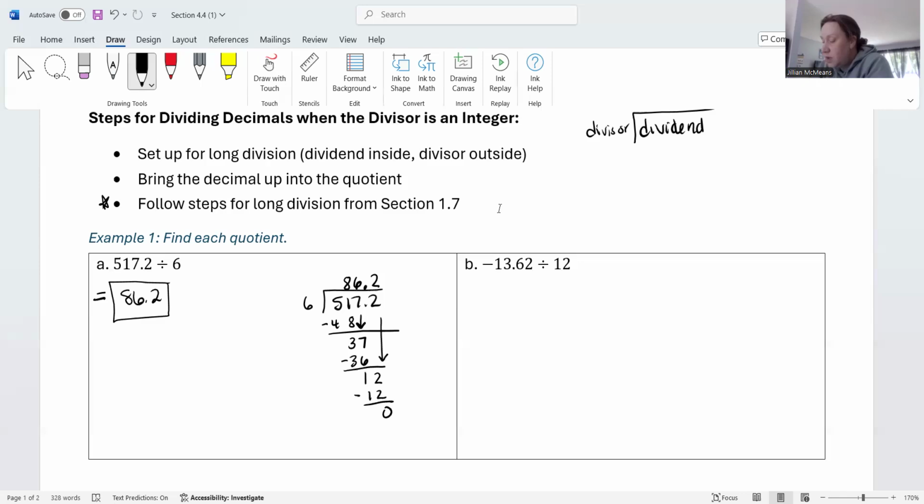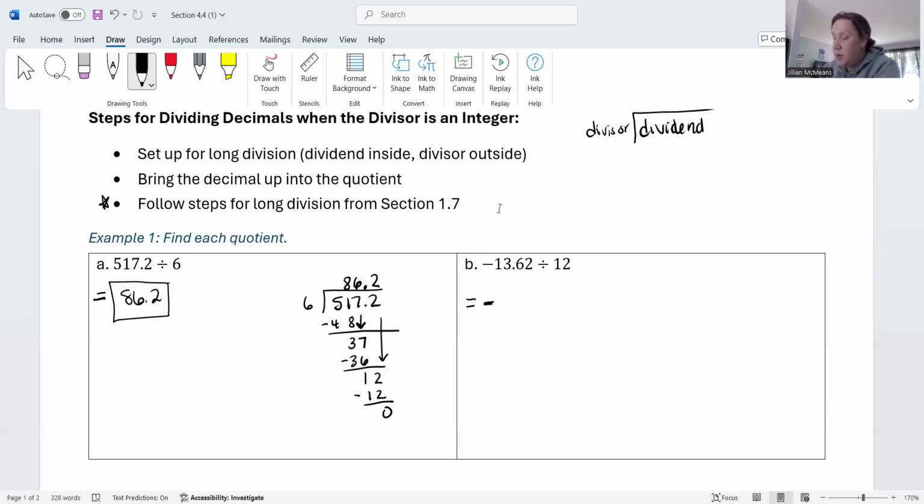Okay. So next we have 13.62 divided by 12, or well, let me correct myself. We have negative 13.62 divided by 12. So remember the basic sign rules. If you're dividing two numbers that have different signs, the final quotient is going to be negative. So I'm going to go ahead and just write a spot for my final answer with a negative sign.